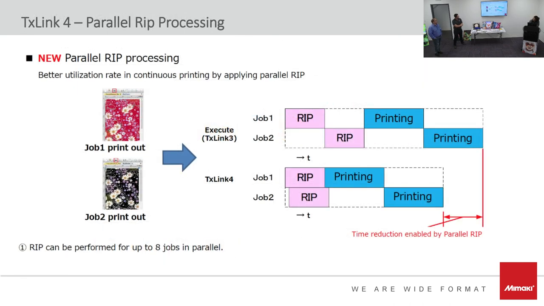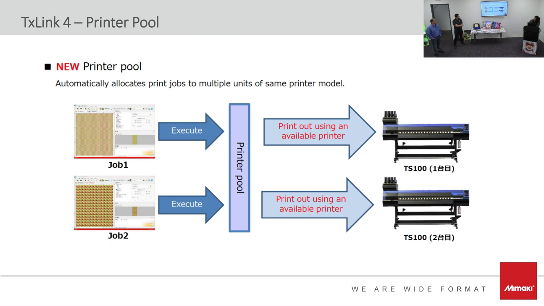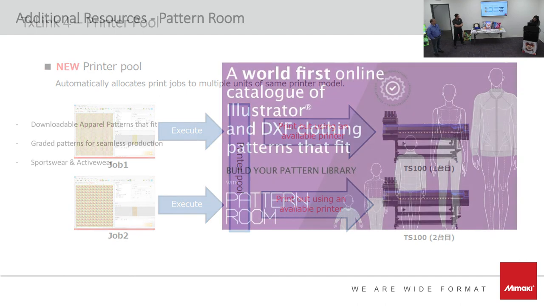We're going to talk about the parallel work processing. This allows you to perform 8 jobs within the parallel job print. So you have your job 1, your job 2, and so on, and you can upload every file for printing. Next, you have your printer pool. So if you have more than one Mimaki printer and you have multiple jobs, let's say one of the printers finishes printing one file before the other, it will send your next available job to the next printer.